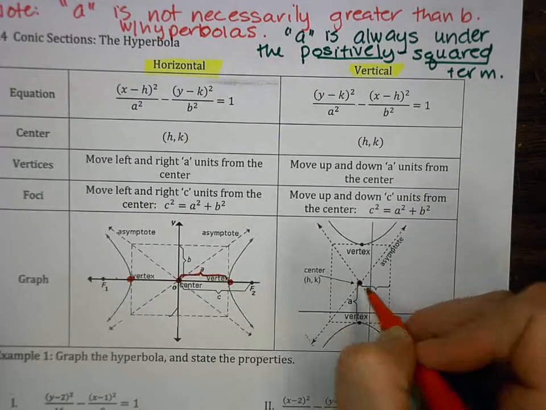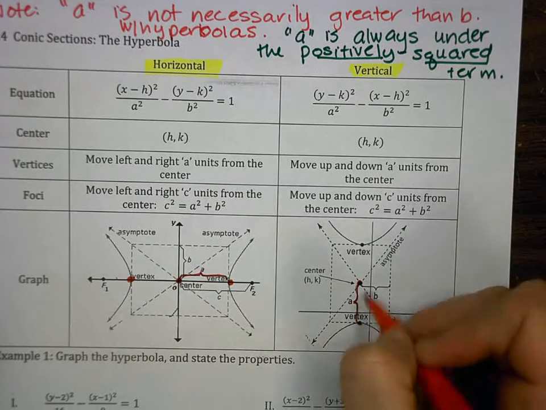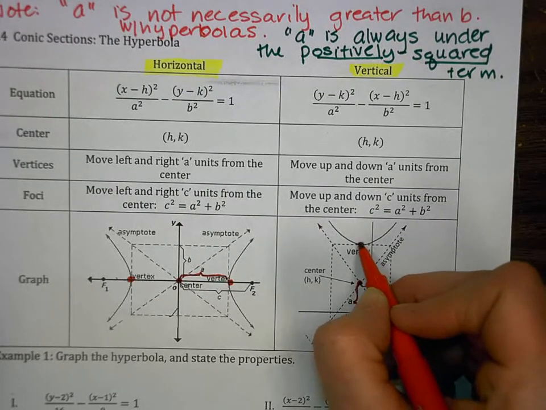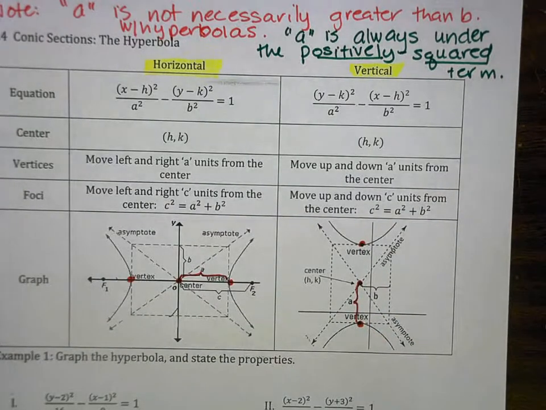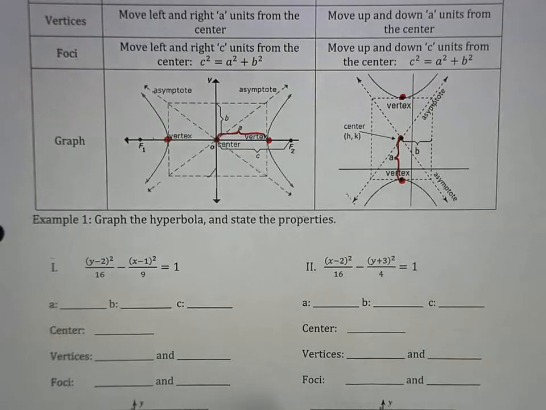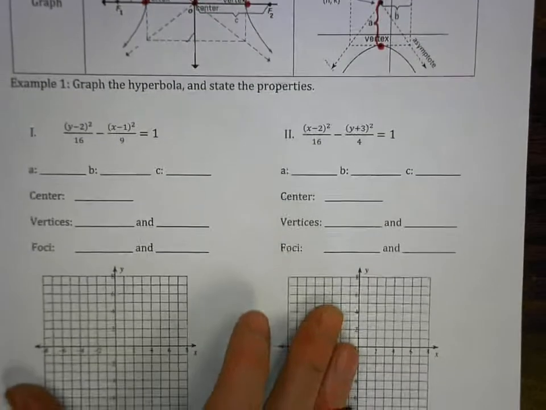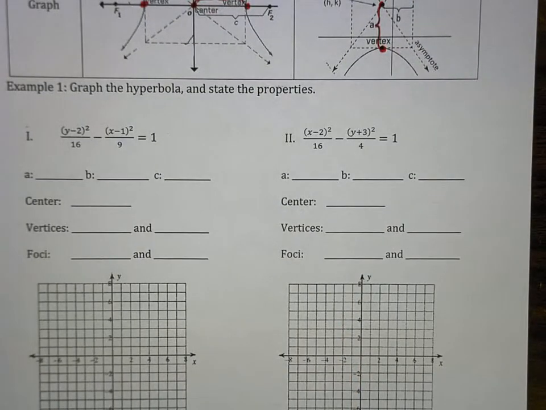Now with a vertical hyperbola, here's our center. Here is A. It's down and up A units to get to the vertex. Vertex 1 and vertex 2. Let's do a problem, just to get all this stuff clear.